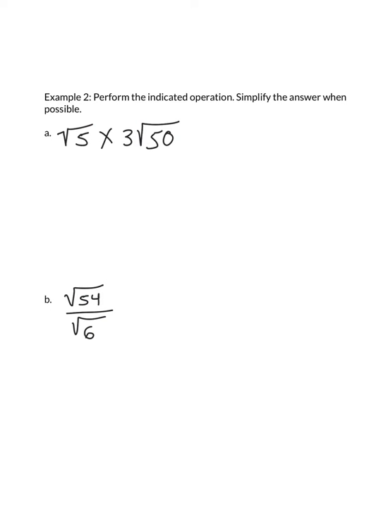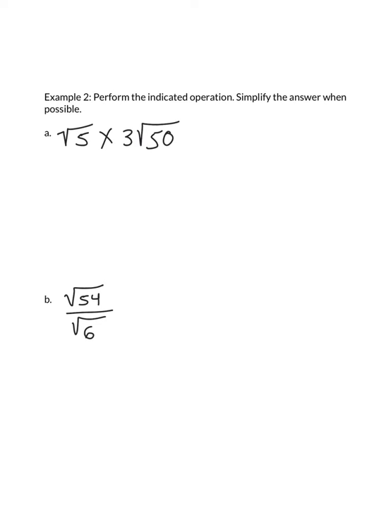Looking at example 2, it says to perform the indicated operation, simplify the answer when possible. So part A here says to multiply. And what's nice with multiplying these square root irrational numbers is you do not have to have the same number under the square root symbol. You just can mush it together. So any numbers in front, multiply those together. Any numbers underneath the square root symbol, multiply those together.